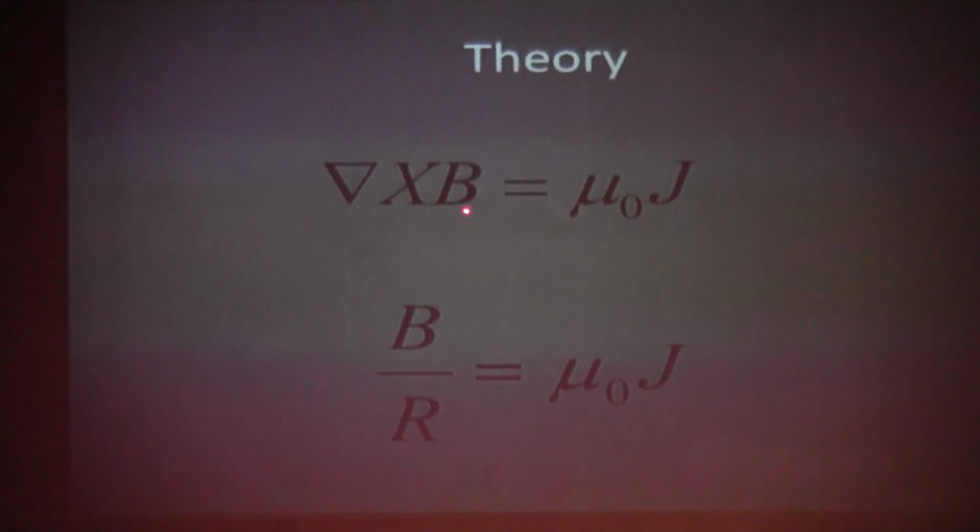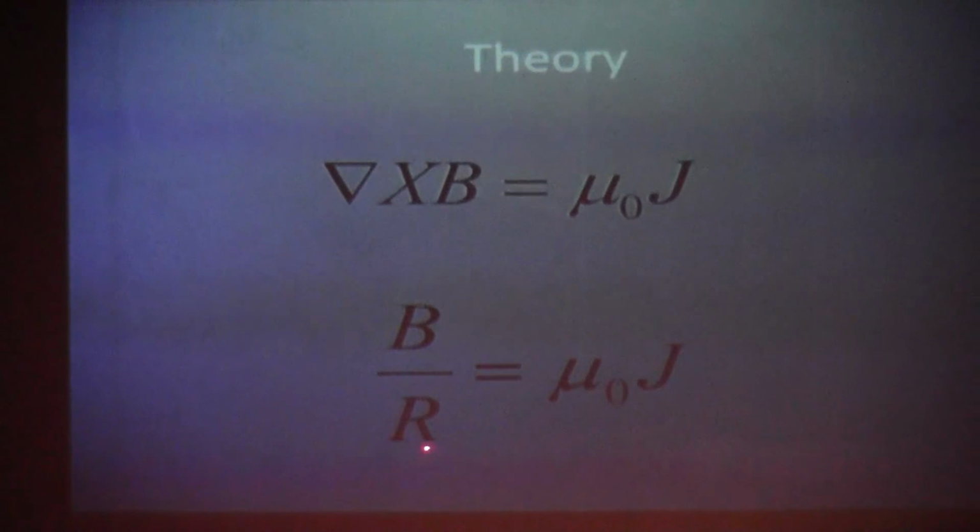The current generates a Curie magnetic field. What is the constant to divide this? Well, the logical constant is the radius of the planet. So magnetic field divided by the radius is equal to mu naught times the current density. Okay, next slide.